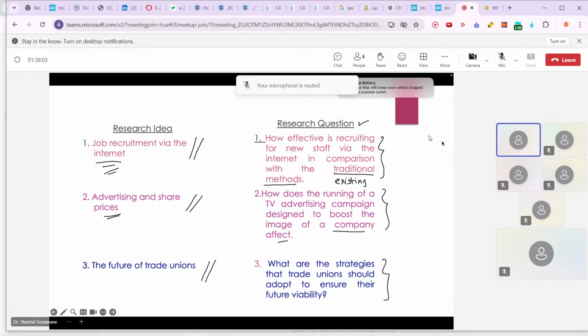You have to see what the traditional way is, and if I do it with this, how much it is going to help, how much it is reducing the workload, like this. So this is a research question. The second idea may be advertising and share prices: how advertising helps the company to increase its share prices. Then the future of trade unions is the topic, and what are the strategies that should be made to handle future viability. So these are all research questions.